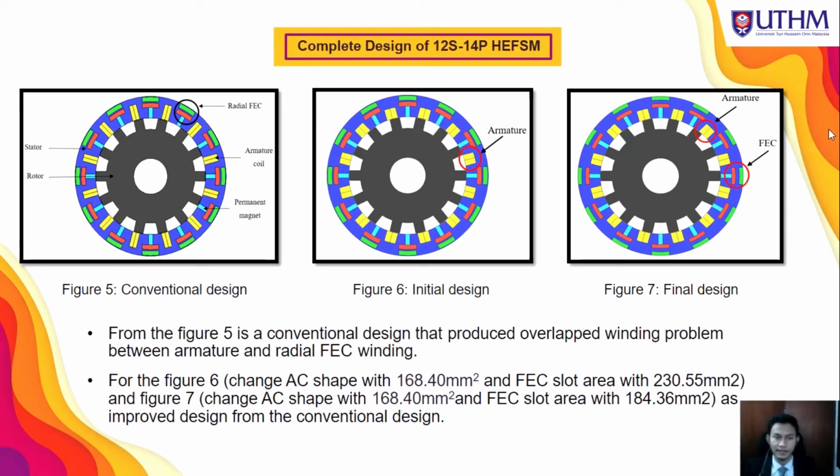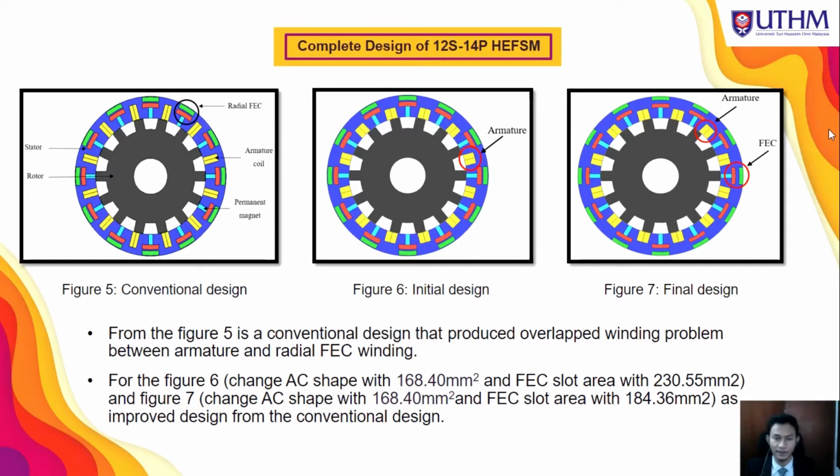Figure 5 is the conventional design, figure 6 is the initial design, and figure 7 is the final design. Figures 6 and 7 are improved designs from the conventional design. For figure 6, I only changed the AC parameter, which is the armature slot area, 168.40 millimeter square, and the slot area of the APC is the same as the conventional design, which is 230.55 millimeter square.